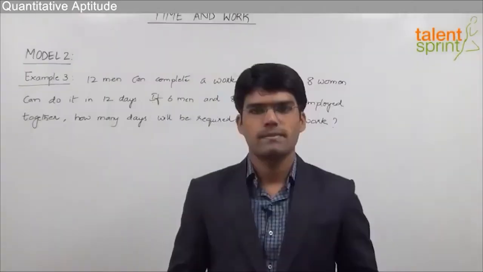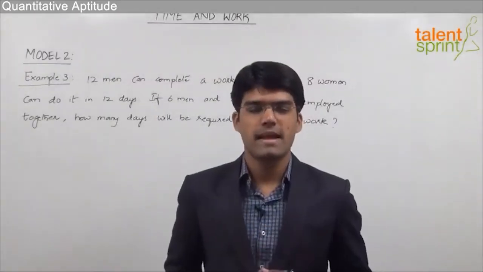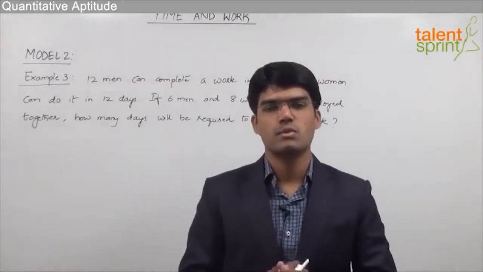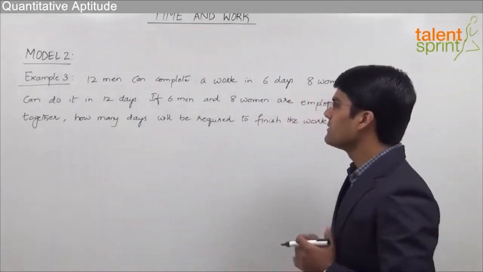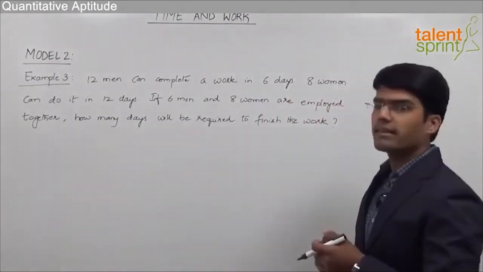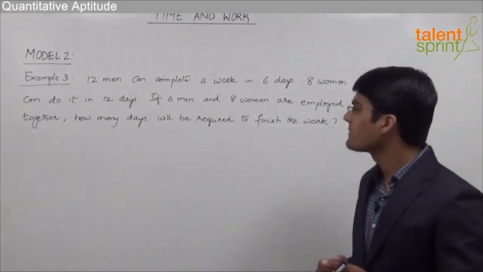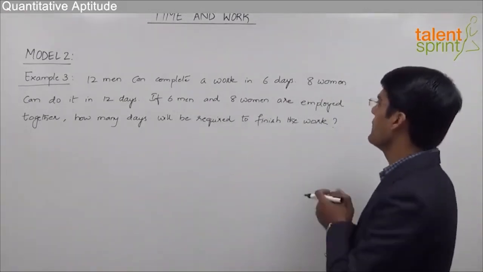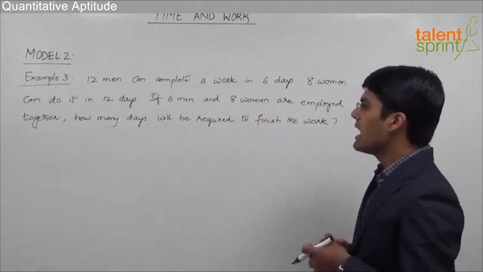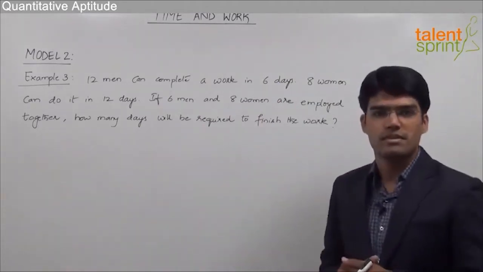Let us now take another example based on the concept of one day's work. The question here is 12 men can complete a work in 6 days, 8 women can do it in 12 days. If 6 men and 8 women are employed together, how many days will be required to finish the work?